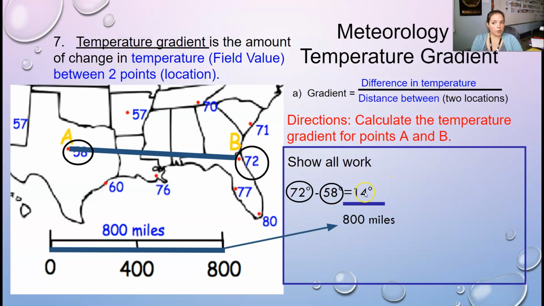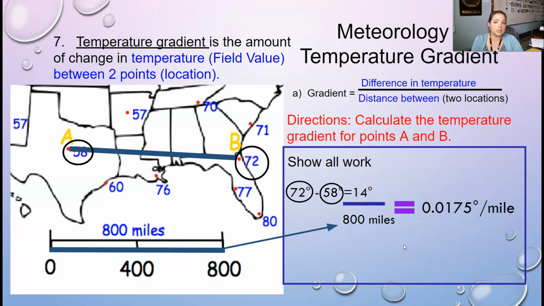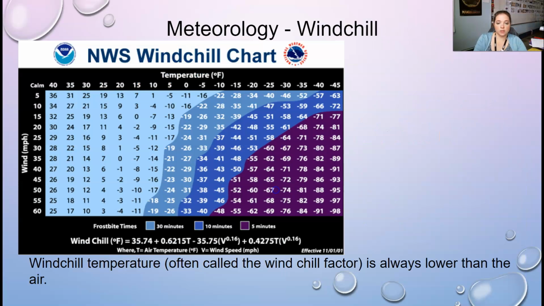See how I put the degree right there? Don't forget your units. Once I put that in, I can calculate it, and it's going to calculate out to 0.0175 degrees per mile. Very important you guys know this gradient stuff. This is step by step. Pause this, look at this, write this down. You need to know how to do this.